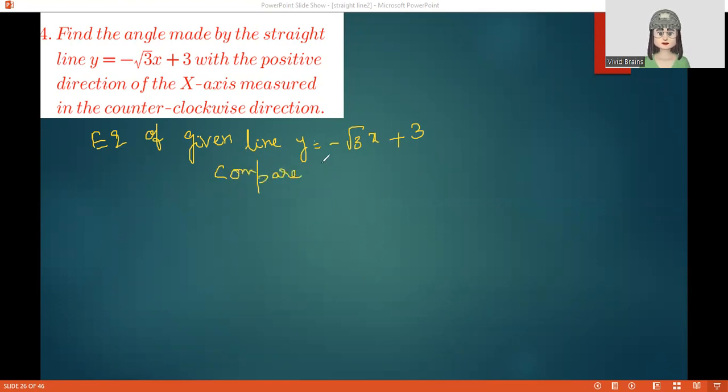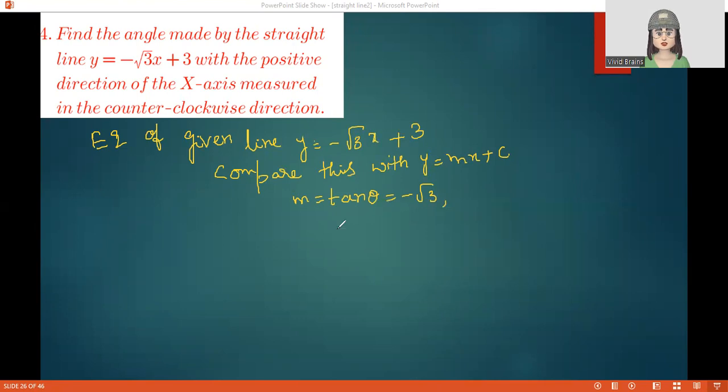So can we compare this with y is equal to mx plus c? What do we get? So m here, what is m? m is nothing but the slope, and that is tan theta. That is minus root 3, and c is the intercept, right? So tan theta is equal to minus root 3.